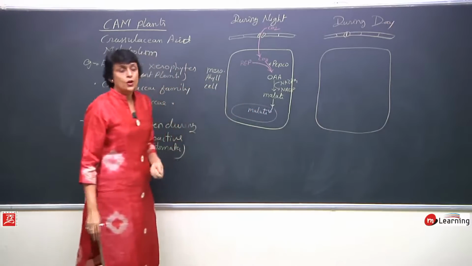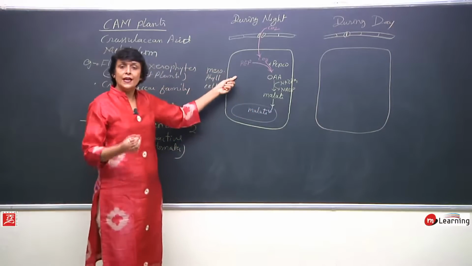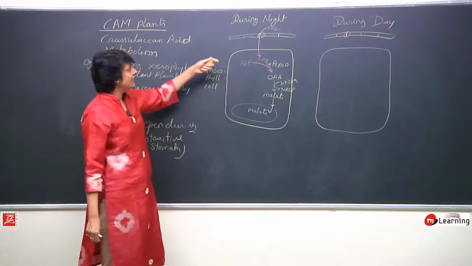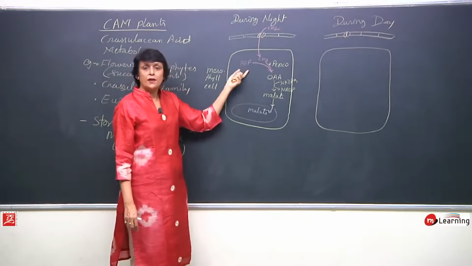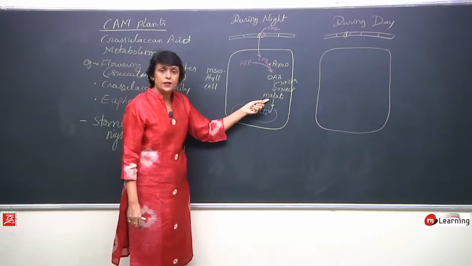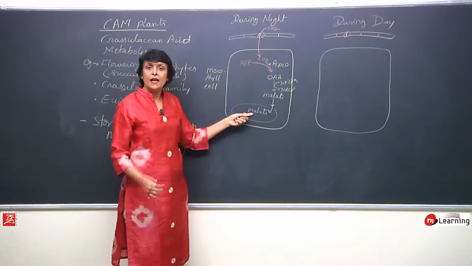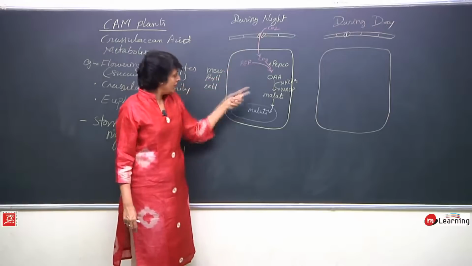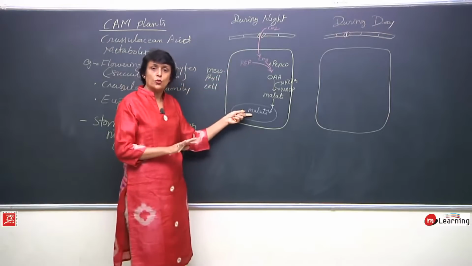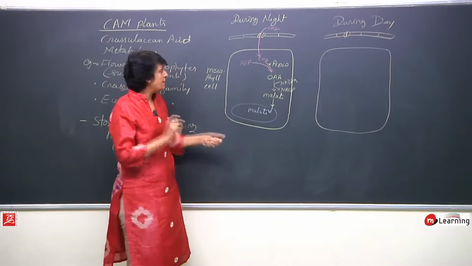So if we draw one small vacuole here, this malate diffuses in and it is stored. So what is happening during the entire night is carbon dioxide is taken in, accepted by phosphoenol pyruvate, converted into malate, and that malate is stored. So basically they are just taking carbon dioxide and converting it into malate and storing it. All night the same thing happens.